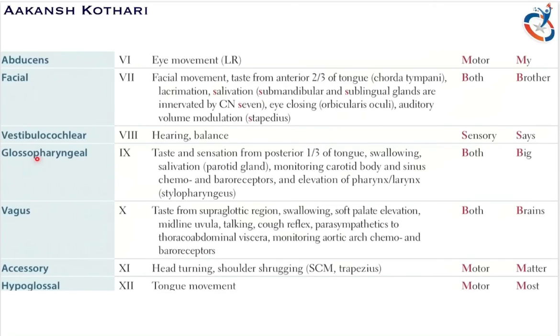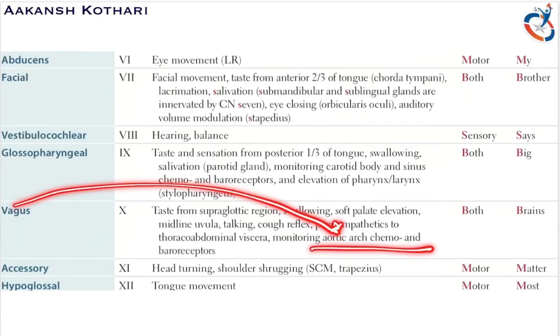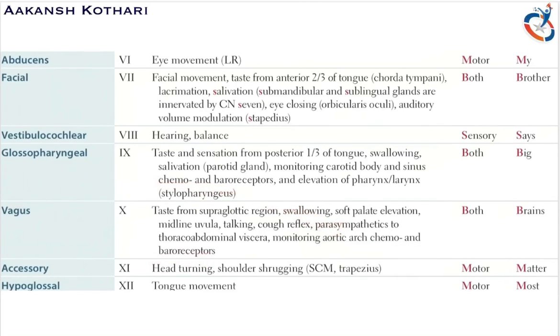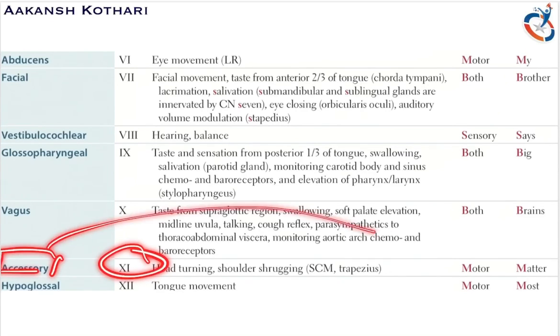Now, just like the glossopharyngeal nerve, which monitors the carotid body, the vagus nerve monitors the aortic body. Okay, so it is also helpful in maintenance of the respiratory rhythm as well as blood pressure of the human body. Am I clear? So we've covered the first 10 cranial nerves. There are only 2 cranial nerves left. The 11th cranial nerve is the accessory nerve, which is purely motor.